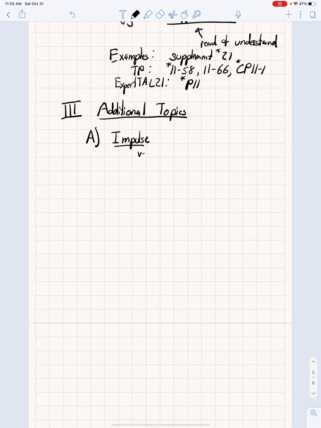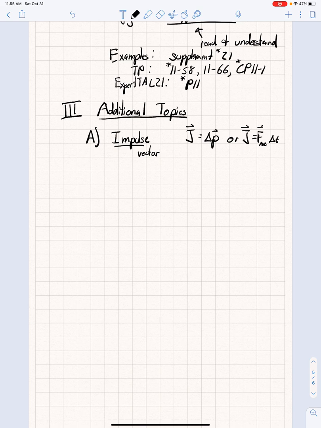Impulse is also a vector. And our equations from our PRC, the symbol for impulse is J, and our equations from our PRC are that impulse is equal to our change in momentum, or that impulse is equal to our average force over a period of time. Those are the two equations that we have from our PRC.